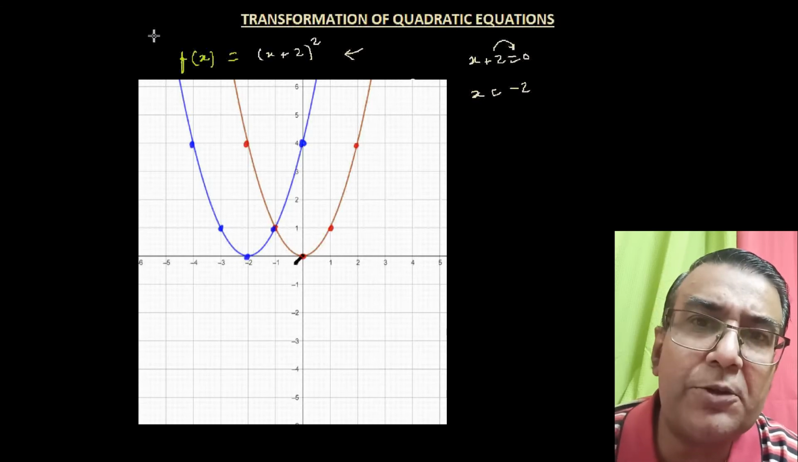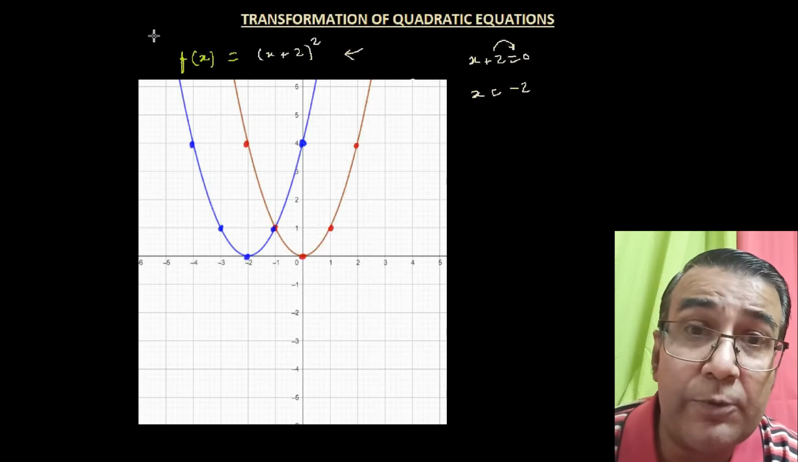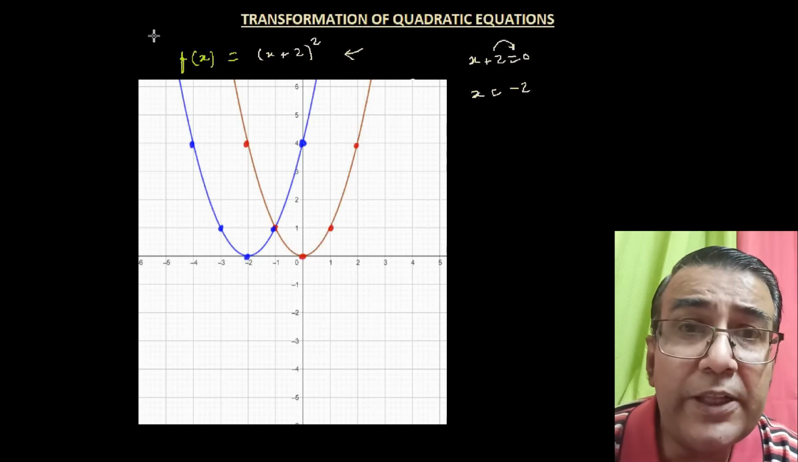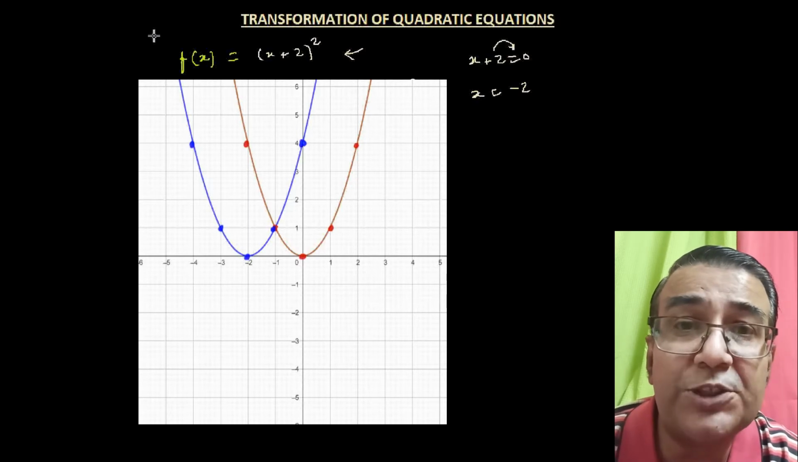So what has happened to the graph here? Well, if we look at the vertex, the graph has shifted 2 units to the left, and not only the vertex but each point on the x-axis has now shifted 2 units to the left. Well, that looks kind of confusing, doesn't it? That we had added a number to x and the graph is shifting leftwards, whereas in coordinate geometry, whenever we add something, it goes to the right.